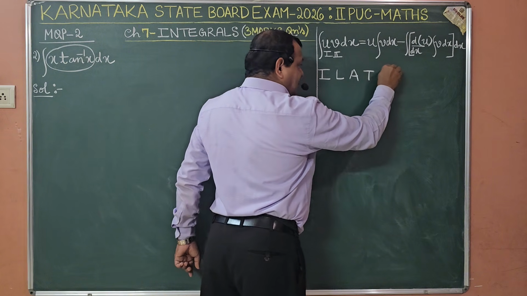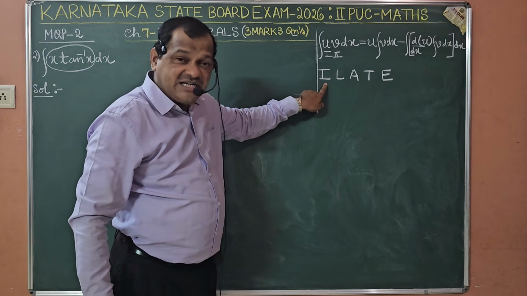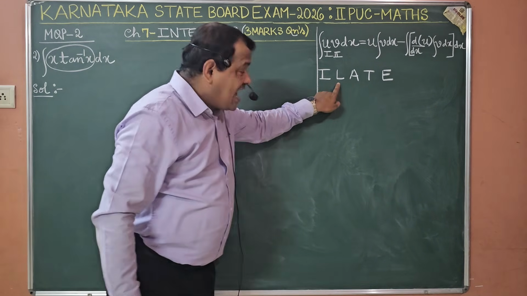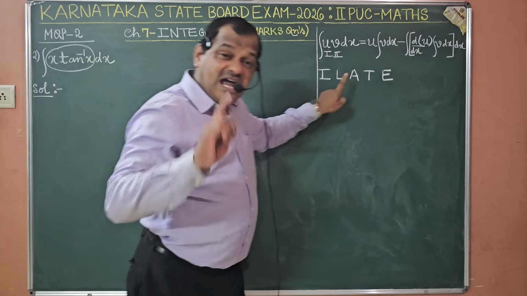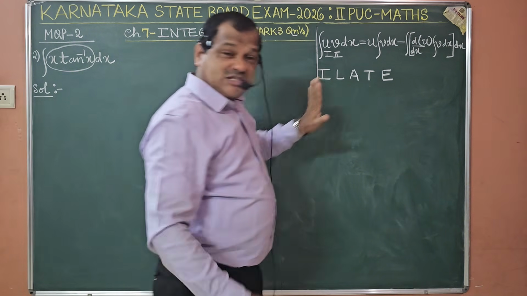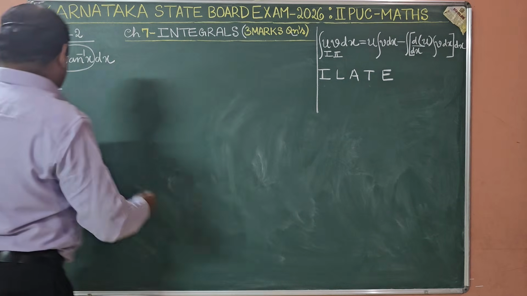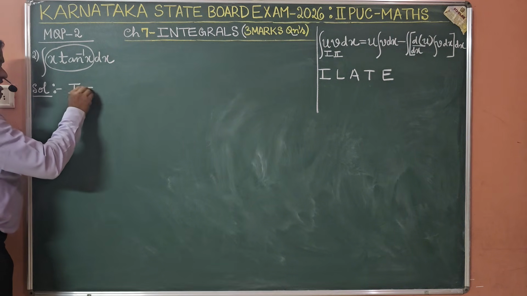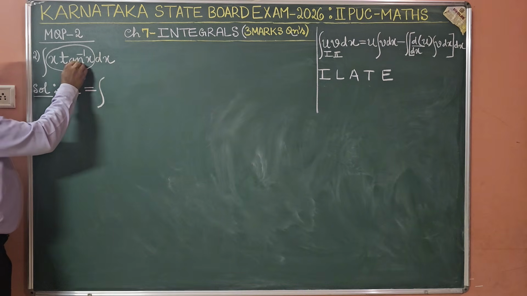ILATE rule means here I stands for inverse trigonometric function, which is present here, tan inverse x. L stands for logarithmic function, which is not present here. A denotes algebraic function, which is present here, x. Then T, trigonometric functions, E, exponential functions. Therefore, which one should come first? The inverse trigonometric function. Therefore, listen, dear students, I will rewrite this question as I, my given integral, according to the ILATE rule.